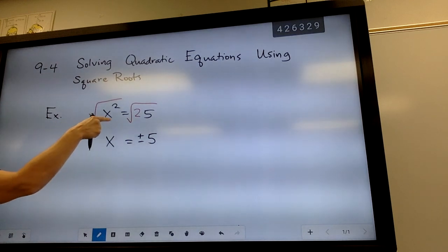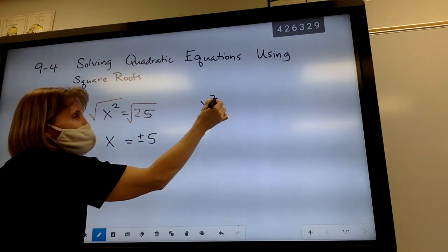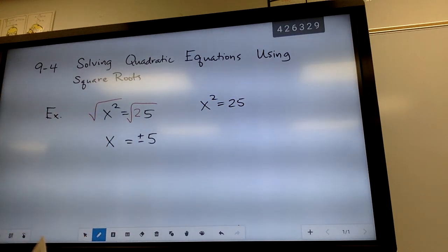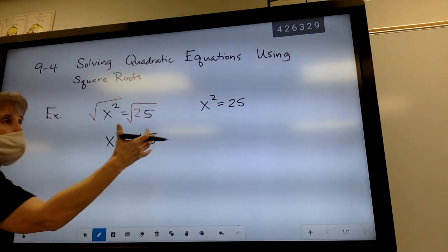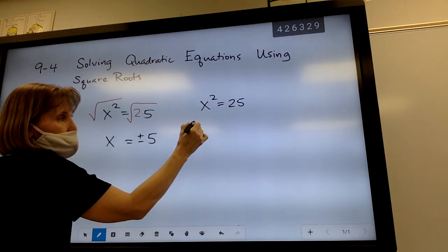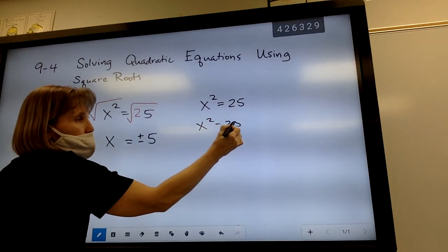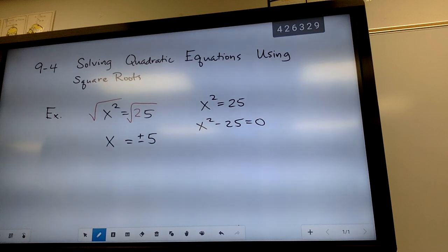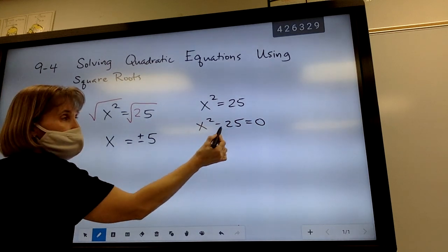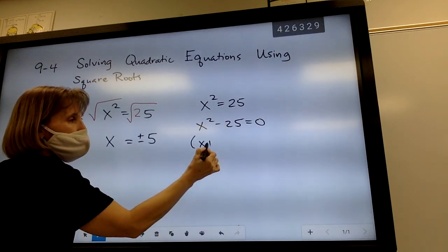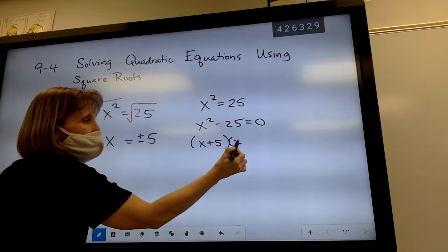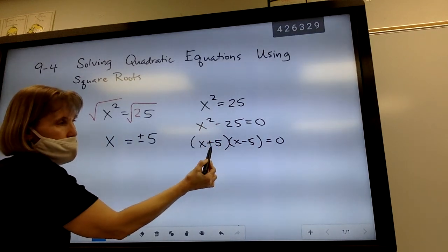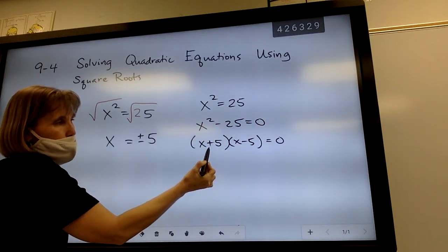So if I were to take that original equation, and all you knew was how to factor, you don't need to write this down. But if all you knew was how to factor, you would move the 25 over, and you'd set it equal to 0. That was one thing we had to do when we were factoring. We had to have it set equal to 0. This actually does factor. It factors into x plus 5 and x minus 5.